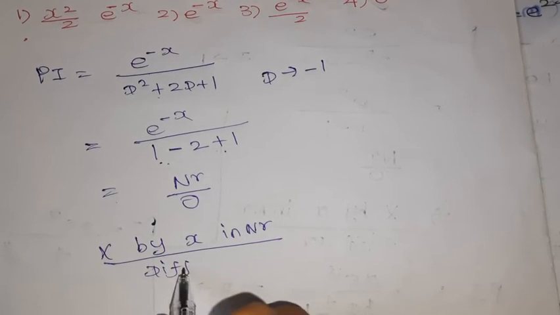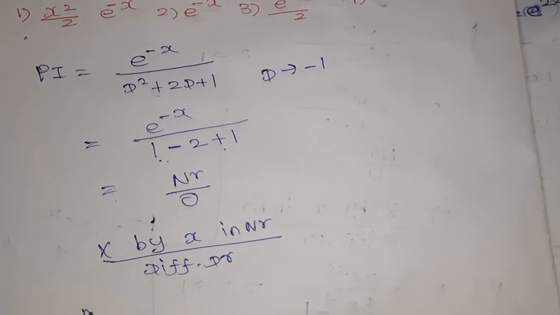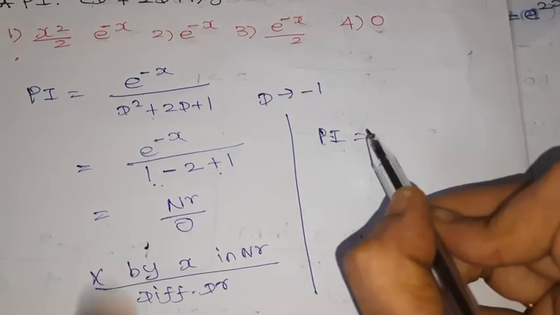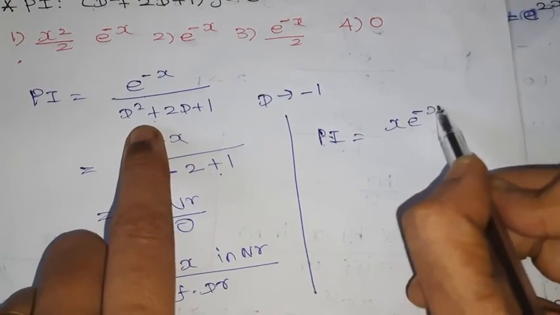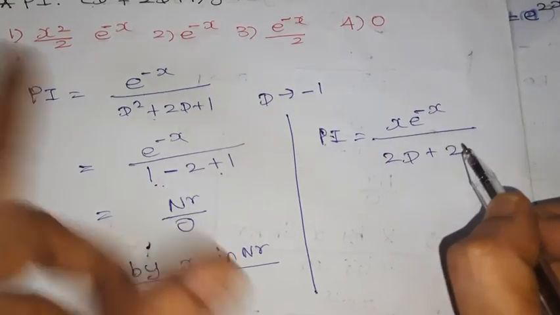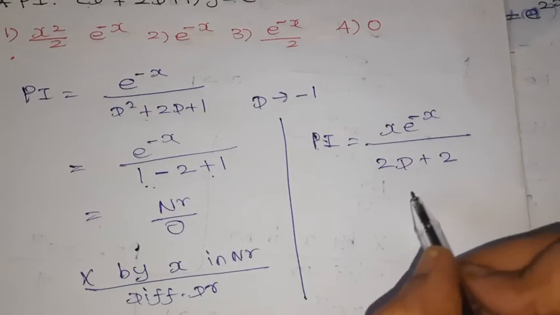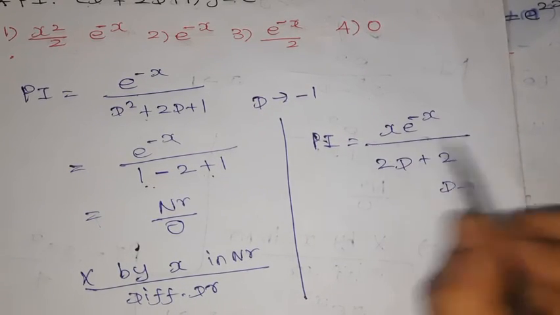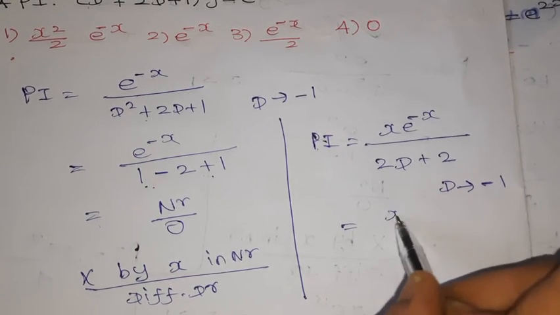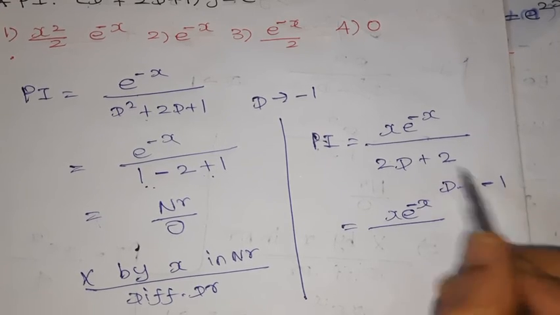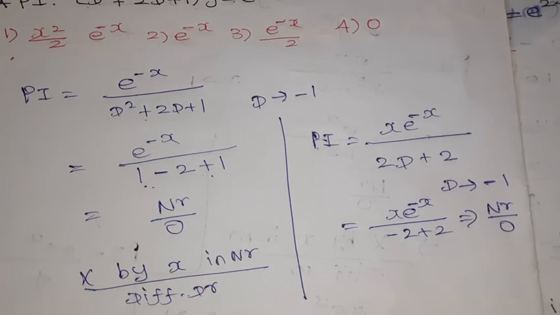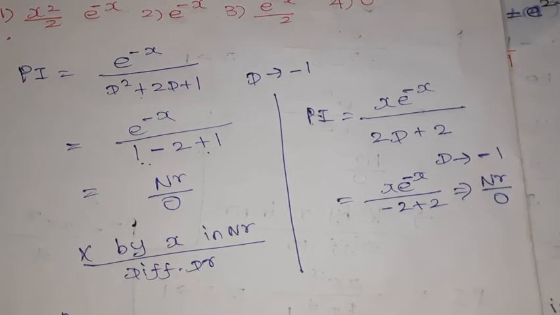and differentiate the denominator. So P.I. equals x e^(-x), differentiate the denominator: 2D plus 2. The constant gives 0. What is the next step? Just substitute D by minus 1. So x e^(-x) divided by 2 into minus 1 minus 2 plus 2. Again we are getting numerator divided by 0.